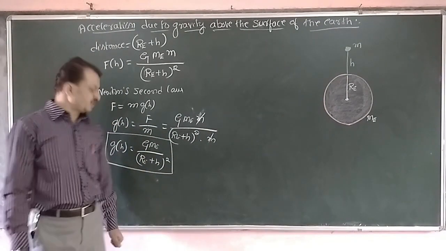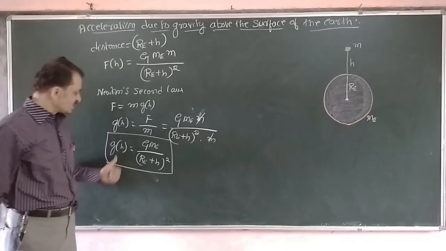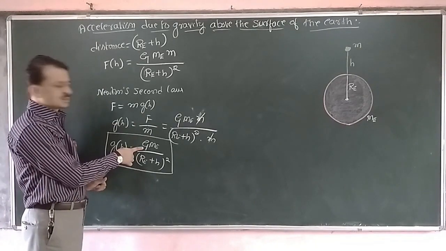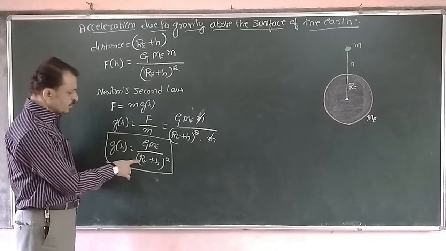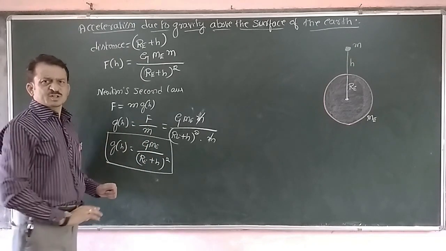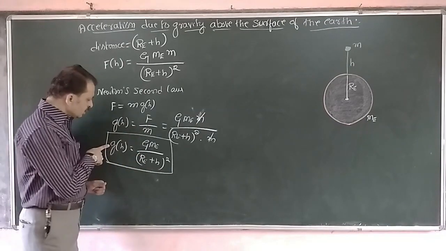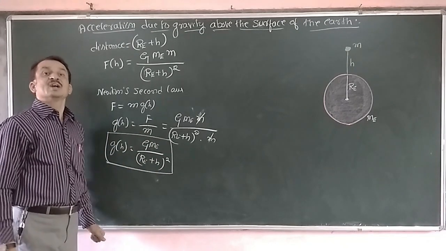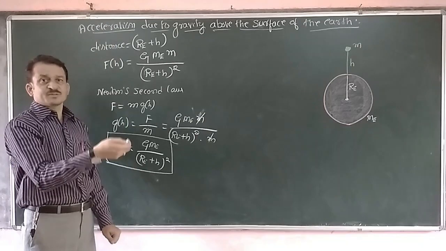This is the expression for acceleration due to gravity for an object above the surface of the earth. Now look at here. G, the universal constant, and Me, the mass of the earth, are also constants. Re, the radius of the earth, is also constant. The only variable is h. Therefore, the acceleration due to gravity is inversely proportional to the square of the height of the point object from the surface of the earth.